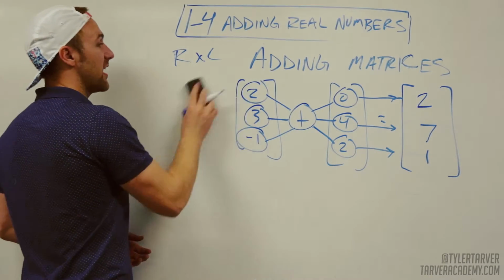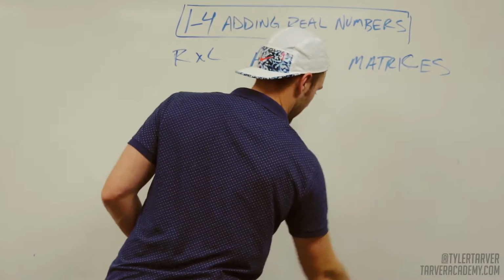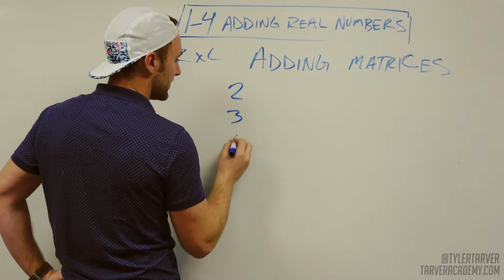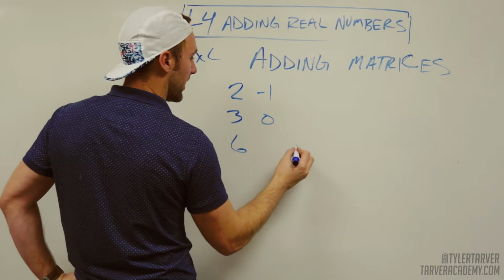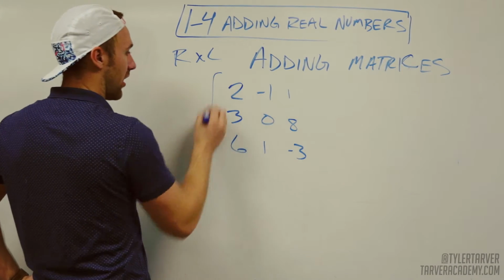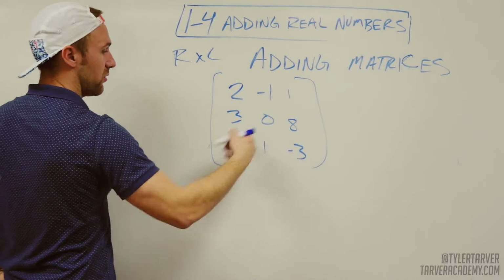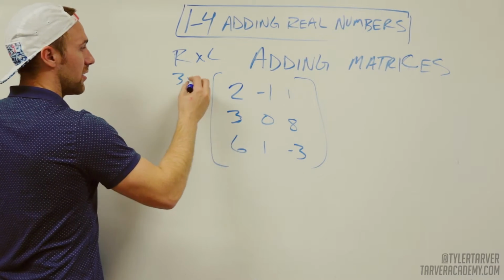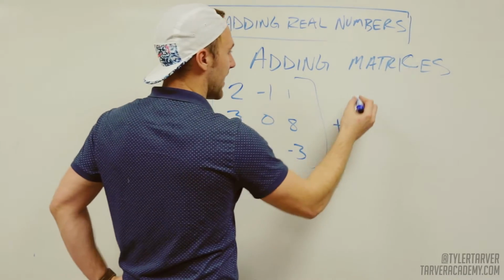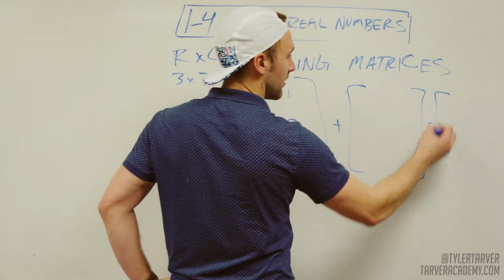Now I'm going to show you a little bit heftier one, and then we'll move on. Okay, let's do 2, 3, 6, 0, -1, -3, 8, 1, 1. All right, so we've got 3 rows, 1, 2, 3, by columns, 1, 2, 3. So a 3 by 3. Let's add that to another 3 by 3.